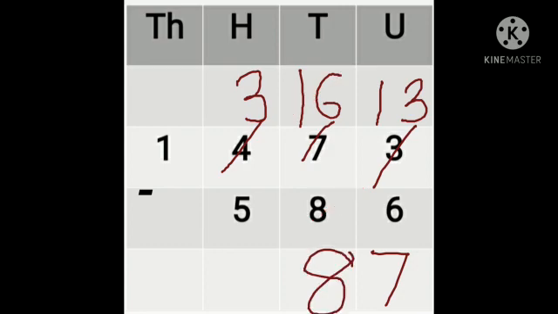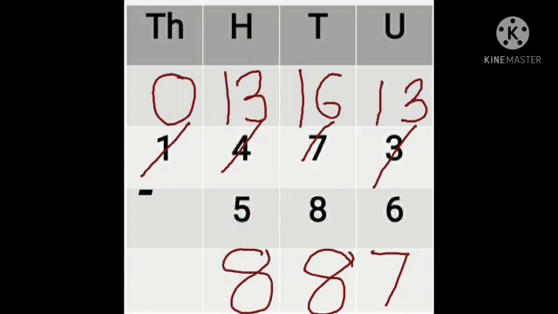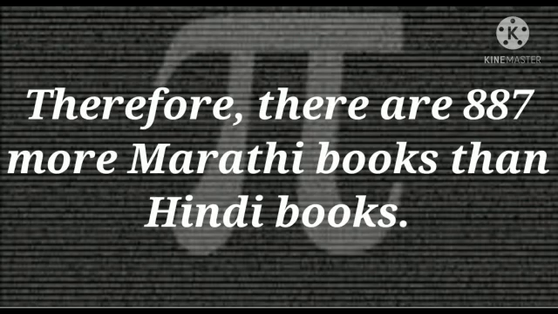Moving on to the 100 place, 3 minus 5, we can't subtract. So 100 will borrow from 1000 place. After borrowing 1000, we get 13 in 100 place and 0 will remain in 1000 place. Now 13 minus 5, we get 8 and 0 will remain in 1000 place. Therefore, there are 887 more Marathi books than Hindi books.